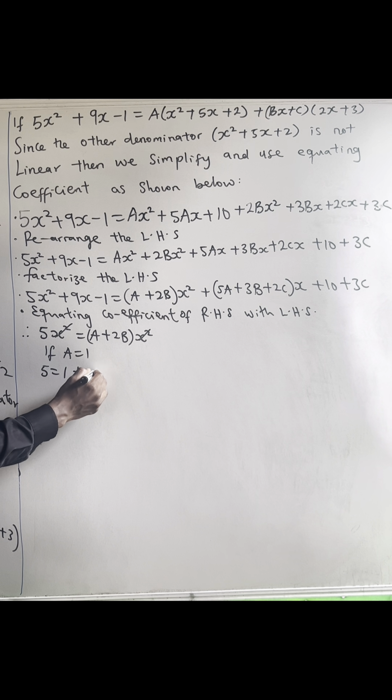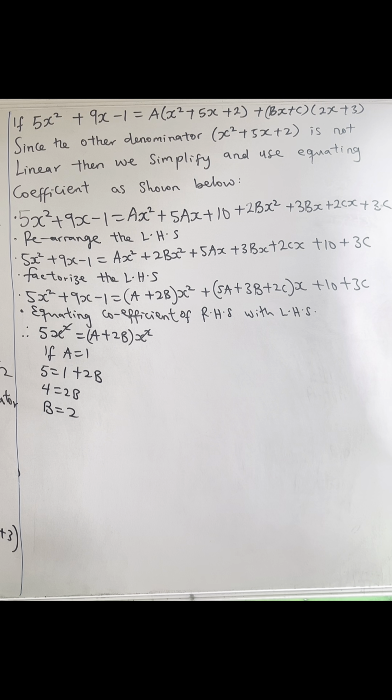Because a is 1 plus 2b. So if this one comes to the other side, 4 is equals to 2b, because if it comes to the other side, it will be 5 minus 1, 4. Then our b is equals to 2. So our b is equals to 2. Are you there with me, guys?